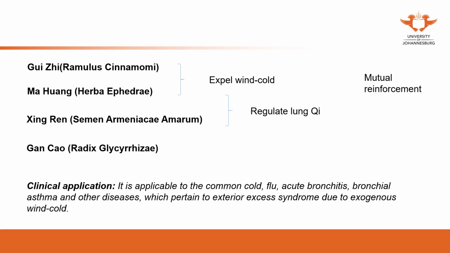Guizhi and mahuang can be used to expel wind cold. Mutually reinforcing, these two, when used together, you can enhance the function. Regulate the lung qi. So we focus on the lung because this patient suffers from exterior syndrome in the superficial level, in the lung, in the upper jaw.